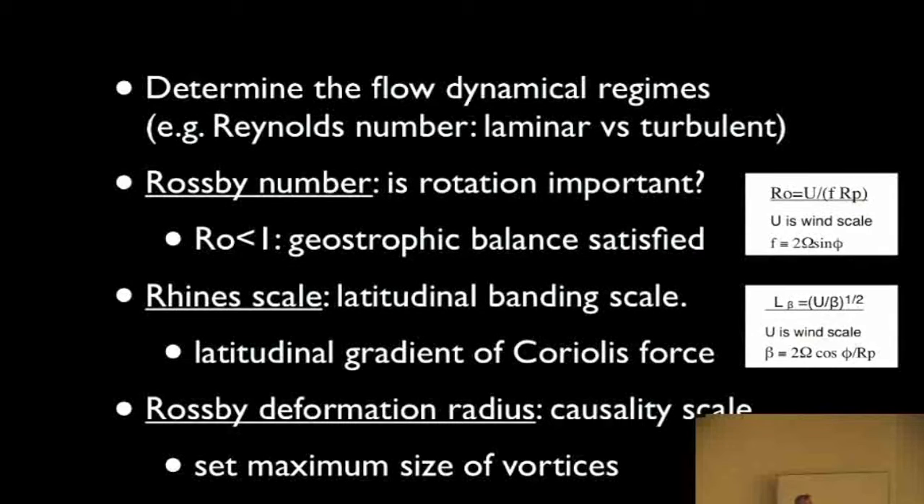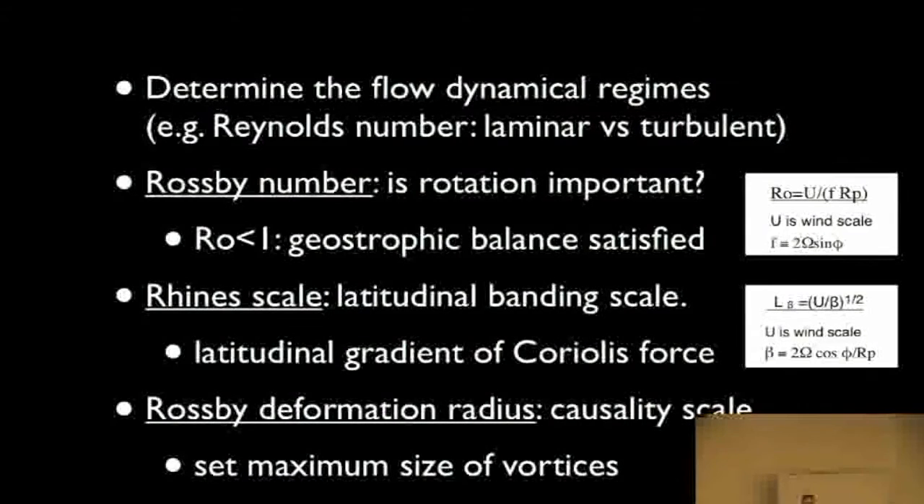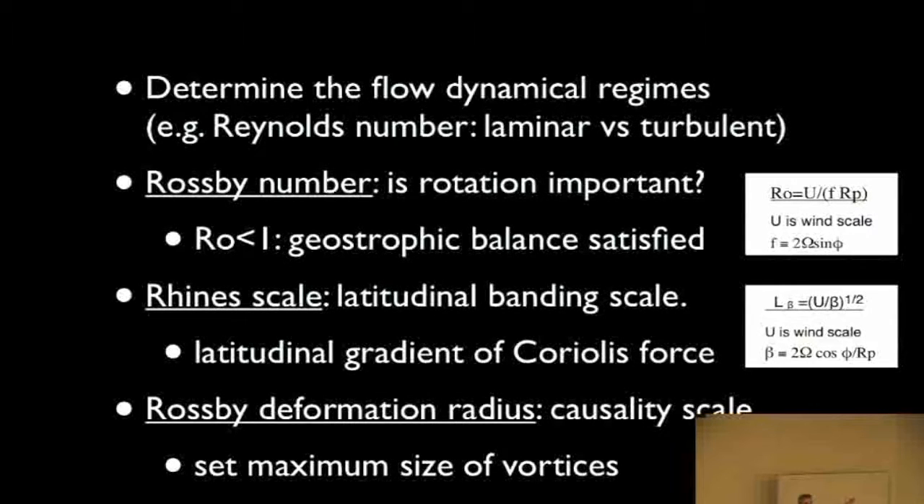The Rhines scale is a scale that tries to understand to what extent the change in the Coriolis force with latitude is affecting the flow. The practical application of that number is to define a typical banding scale. If you look at Jupiter and Saturn, you see from the clouds the banding of the flow, tracing the actual atmospheric motions. The number of bands you get on Jupiter and Saturn is typically associated with the value of the Rhines scale.